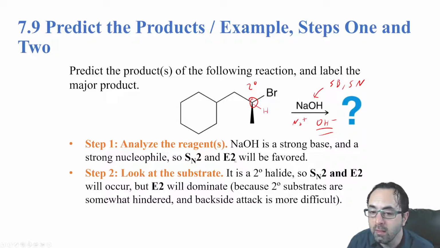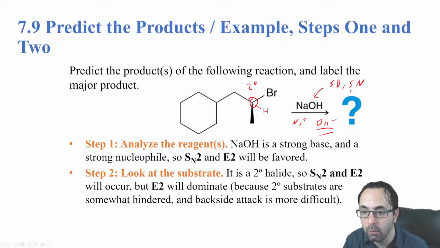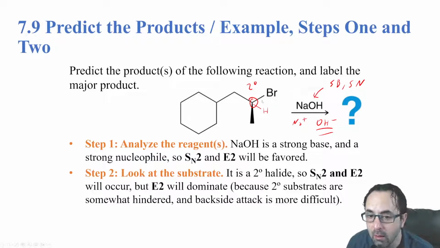substrate. So what this tells us is that because it's a strong base, strong nucleophile, it could be either E2 or SN2. And for a secondary substrate, notice that we'll get a mixture of SN2 and E2, but the E2 will dominate because the secondary substrates are somewhat hindered. If it were a primary substrate, the SN2 product would dominate, but here our E2 product is going to dominate. And so now we have to write the result of the E2 and the SN2 reactions here.